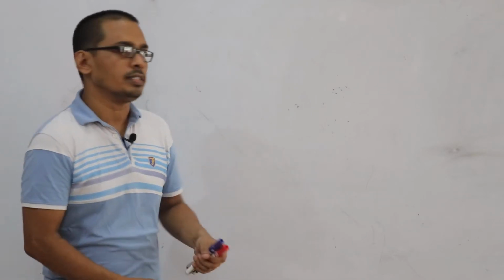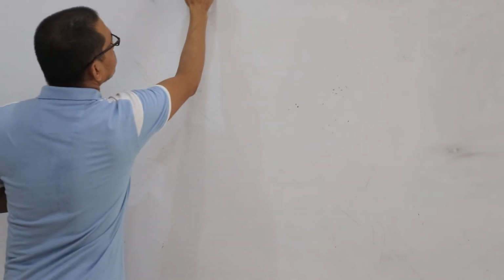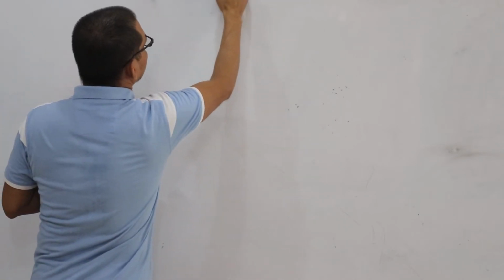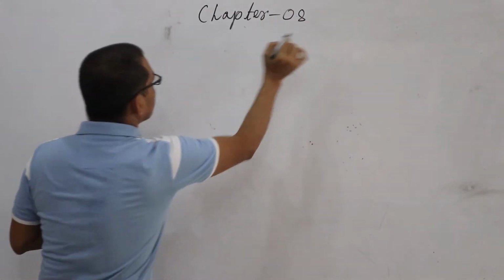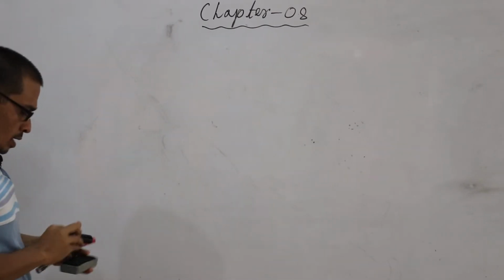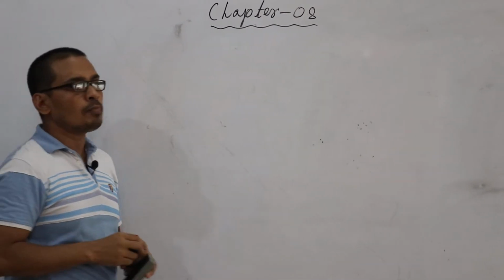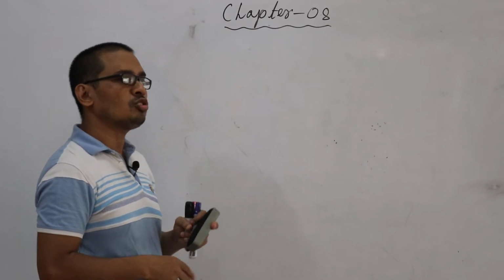Today our topic is symbol, formula, valency, radical of chapter 8. Before that, we have to learn element and compound.